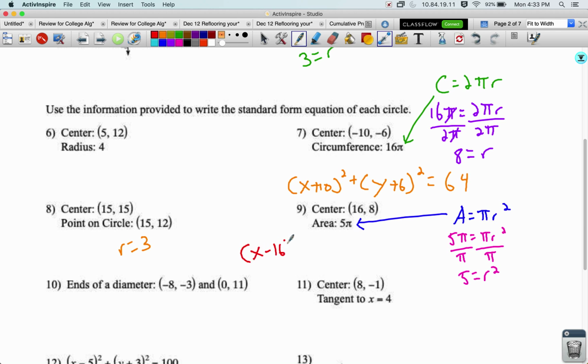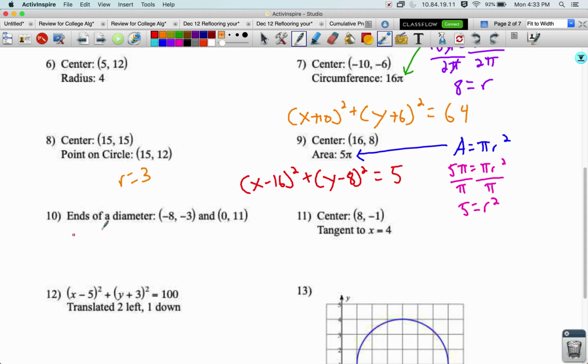You're done. So we get (x minus 16) squared plus (y minus 8) squared equals r squared, which is just a 5. Okay. Ends of the diameter. Let's find the distance in between these. Doing distance formula, I'm just going to do sort of a shorthand. 8 squared plus the distance there is 14 squared. Take the square root. 8 squared plus 14 squared, and my calculator says 260.